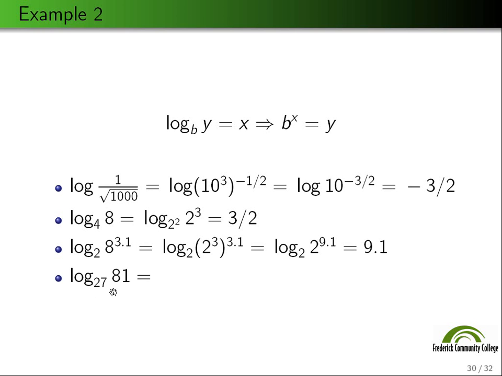Log base 27 of 81. Again, similar scenario as this one here. It's not obvious what this answer is until you realize that 27 and 81 are both powers of 3. So I can rewrite 27 as 3 cubed. I can rewrite 81 as 3 to the 4th. So now I need 3 to the 3rd raised to what power equals 3 to the 4th. So I need the number that I multiply 3 by to get 4. It's going to be 4/3. And that will conclude this video lesson.